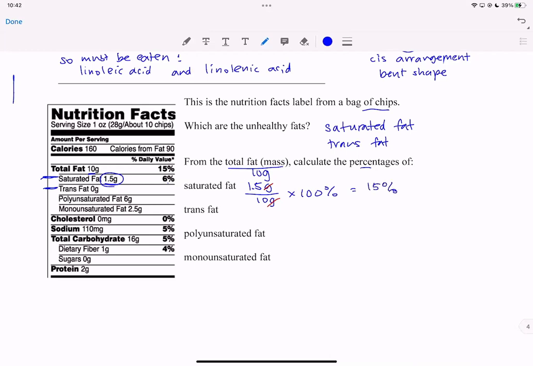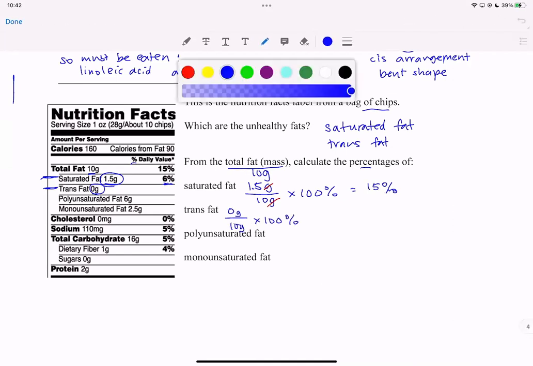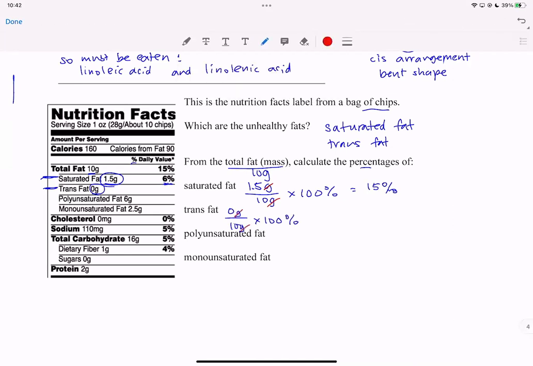Saturated fat. And that is not this. Oh, that's percent of daily value. That's different, so you can't use that like an answer key. The trans fat is 0 grams, so that would be 0 grams over 10 grams times 100%. The grams and grams will cancel out, and you don't need a calculator for this: it's 0% trans fat.